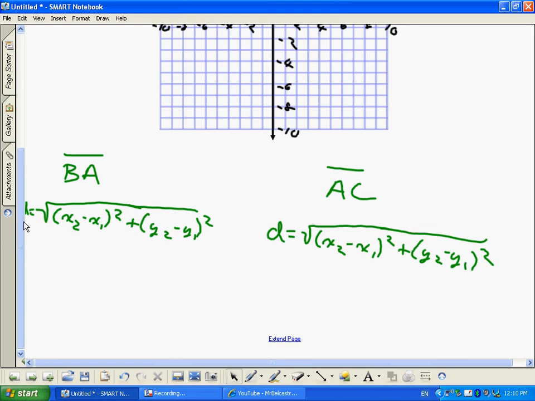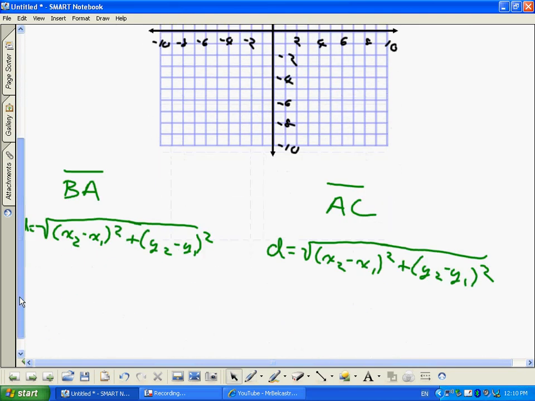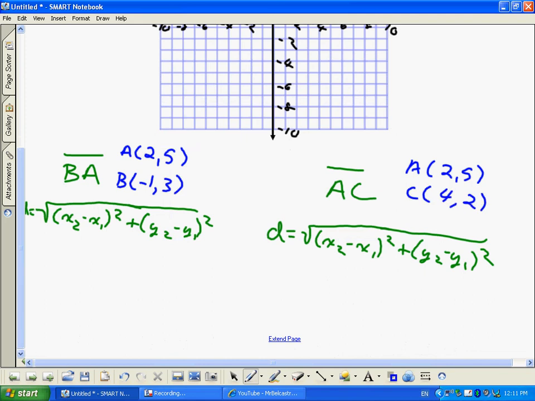I'm going to write the coordinates of BA and AC right here, so it's very easy to plug these in. So, A is 2 and 5, and A is in both of them. And B is -1 and 3. And C is 4 and 2. So I have all my points.